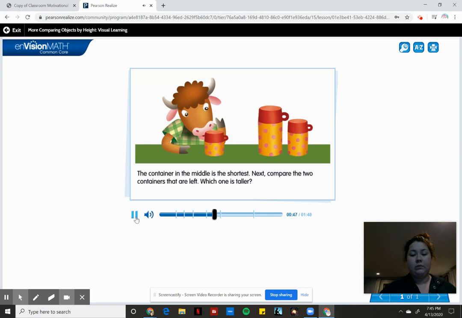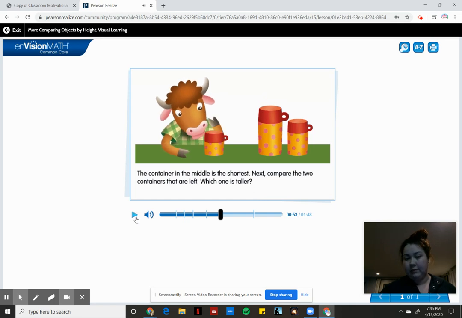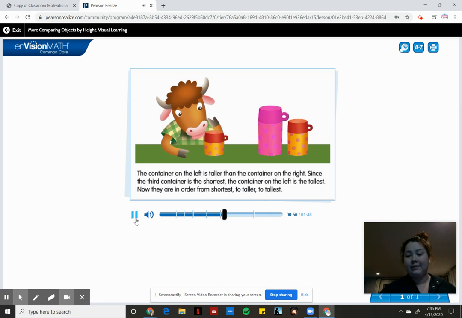Next, compare the two containers that are left. Which one is taller? Which one do you think, scholars? The container on the left is taller than the container on the right. Since the third container is the shortest, the container on the left is the tallest. Now they are in order from shortest to taller to tallest.